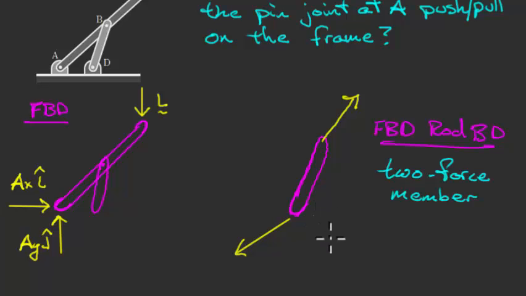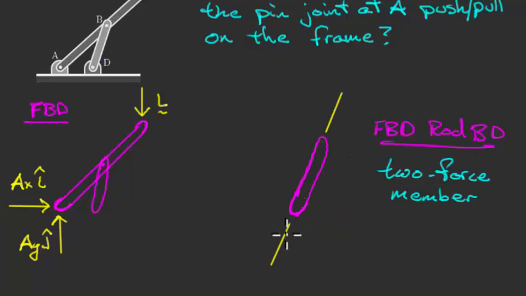So in order for this rod to be in equilibrium, this force down here has to be exactly equal to that force up there, but in the exact opposite direction. And furthermore, in order for there to be no moment, these two forces have to act through each other. They have to be collinear. Right? That's the only way you can get no moment and exactly canceling forces.